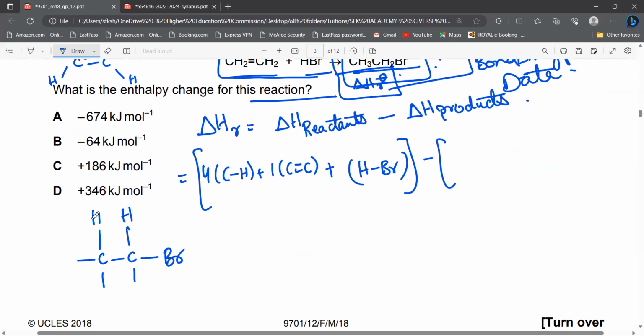So we have five carbon-hydrogen bonds over here, one carbon-carbon bond and one carbon-bromine bond. So we've got 1, 2, 3, 4, 5. Put in all five carbon-hydrogen single bonds, along with one carbon-bromine bond and one carbon-carbon single bond. You put all of these together. All you need to do is copy the data from the data booklet and plug it in here.